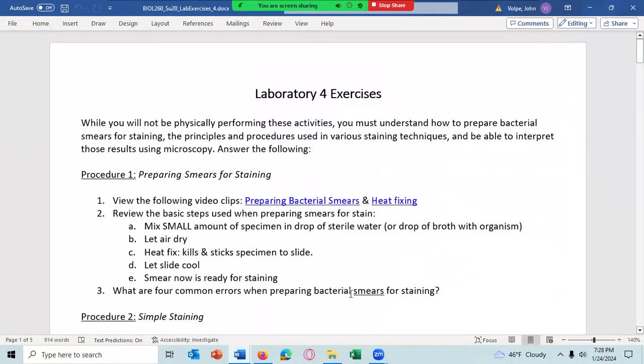All right. While you will not be physically performing any of these activities, because this is an online class and everything you do will be online, you must understand how to prepare a bacterial smear for staining. Remember, making the smear does not involve any staining techniques because you're not doing the stain when you're making the bacterial smear. The principles and procedures used in the various staining techniques, you should understand them. You should also be able to interpret the results using the microscope. So when you're going through this lab, you need to learn what we're trying to teach you and then be able to answer a quiz on that.